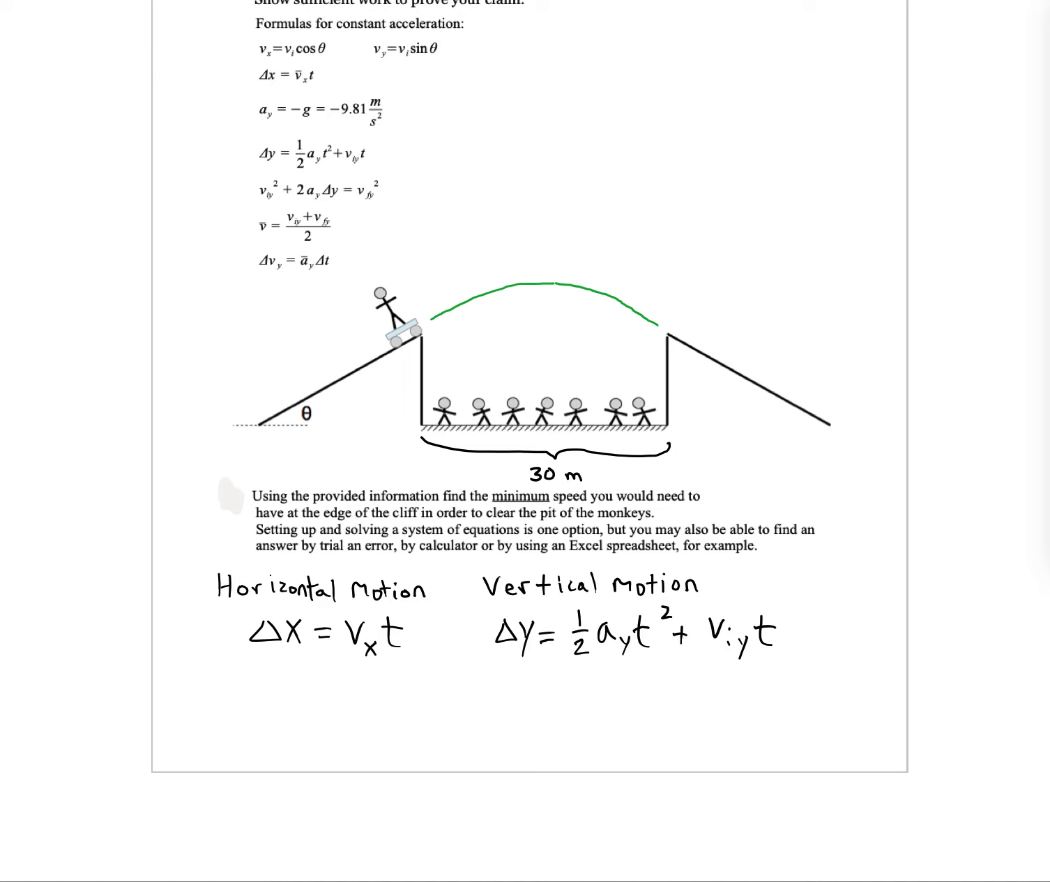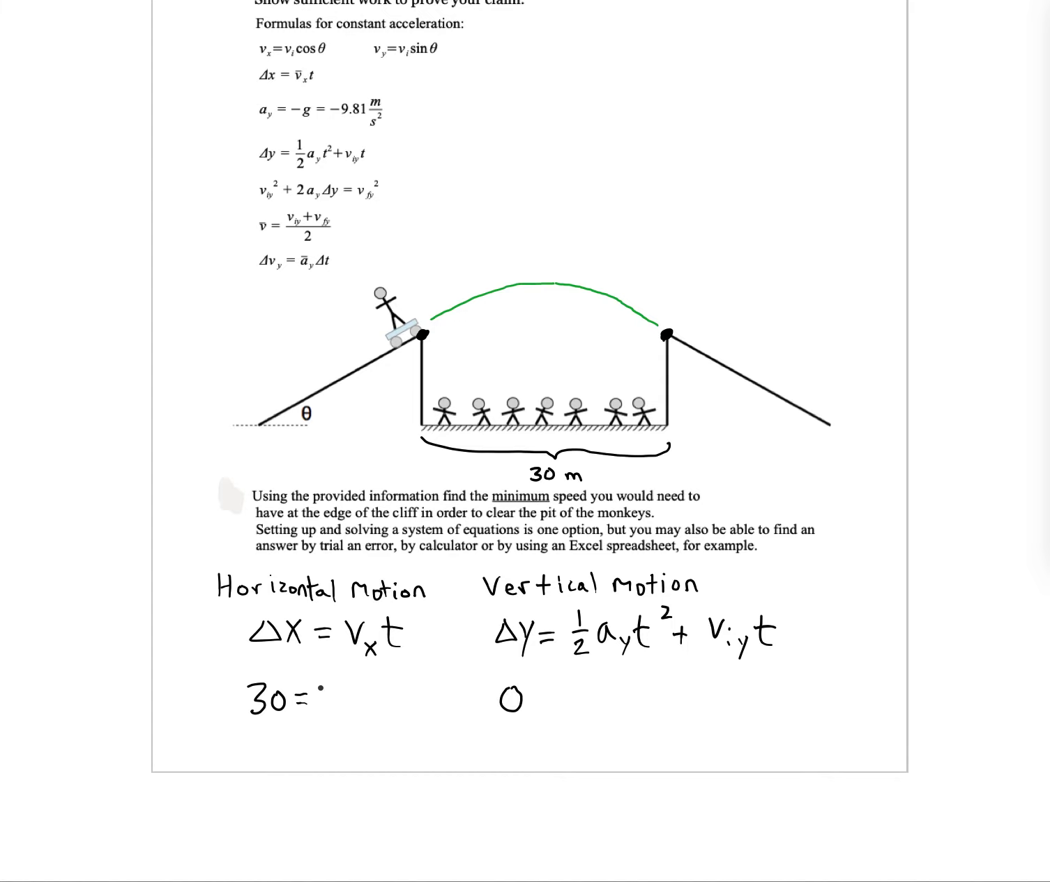Alright, so we have to introduce the restrictions that the delta x needs to be 30, because they need to just barely get across. And then the delta y needs to be 0, because we need them to come back to the same height that they were launched from. So this system of equations can do it for us.